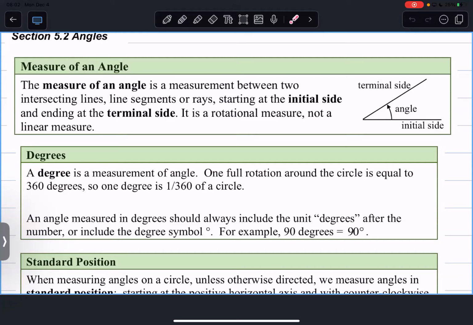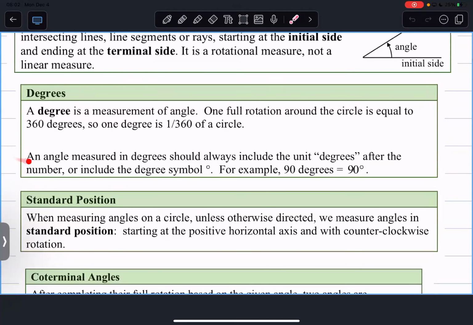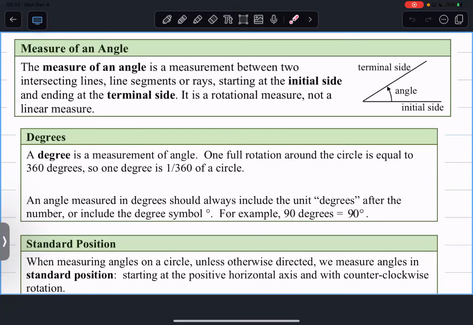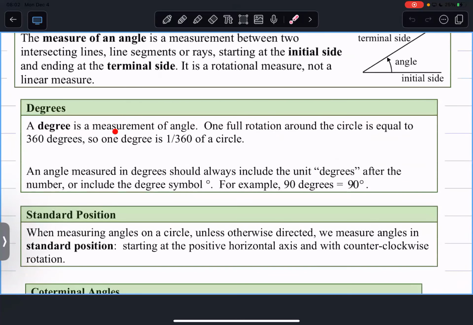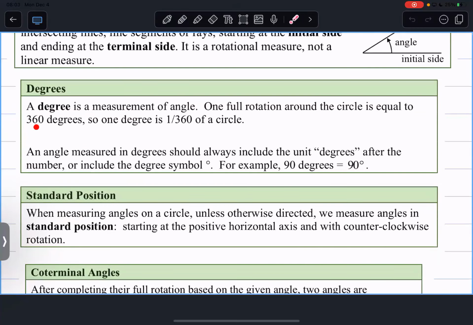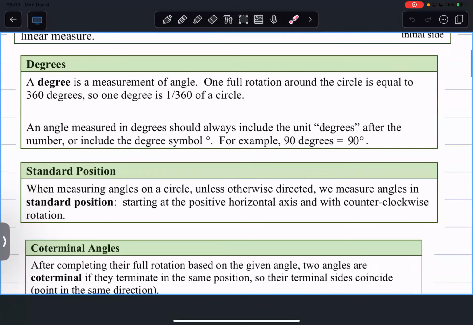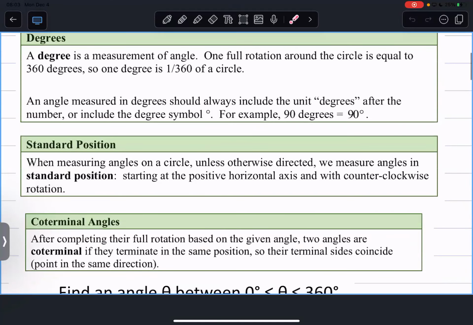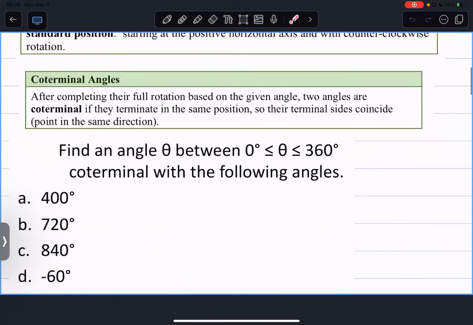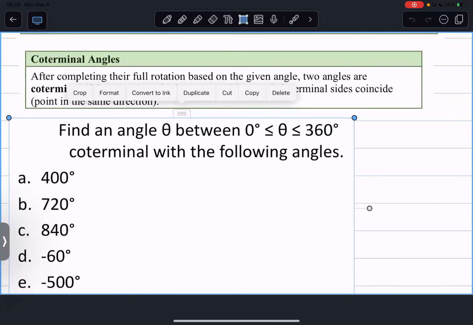And just as a refresher, I didn't do a very good job of lining these up last night. Oh well. So a degree is a measure of an angle, and a full circle has 360 degrees. These are all things that we know and love, maybe. So if you're working in degrees, then you should always indicate the unit, which is why we work in radians, because we can ditch the units, but that's okay. Let's see here. I need more space.